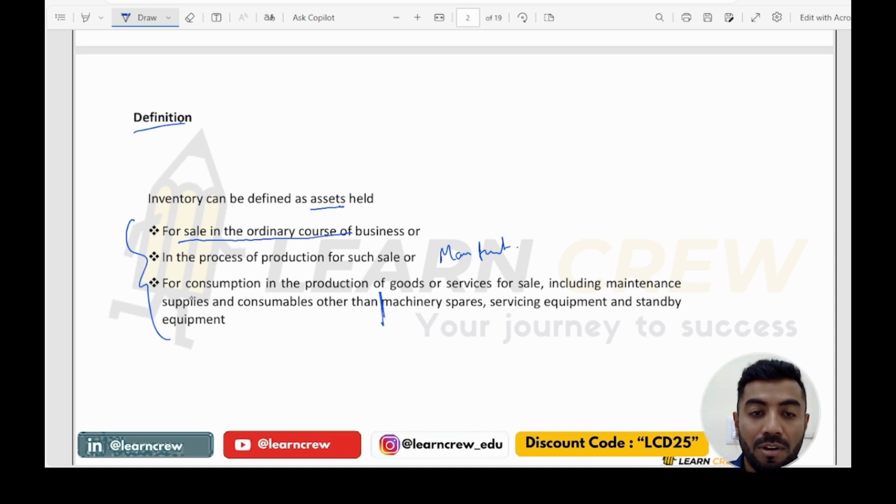Or for consumption in the production of goods or services for sale, including maintenance, supplies, and consumables. Inventory clearly does not include machinery spares, servicing equipment, and standby equipment. These are not inventories.